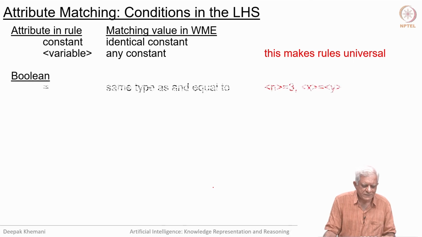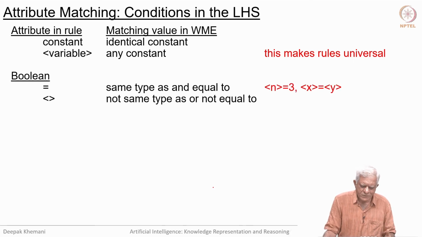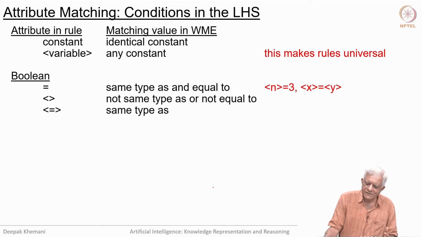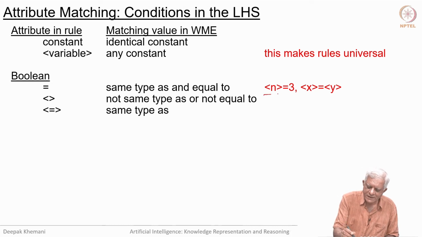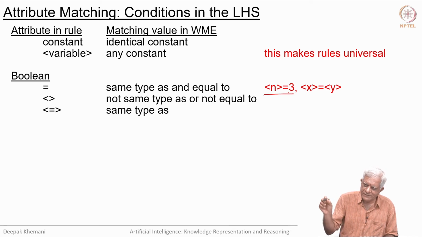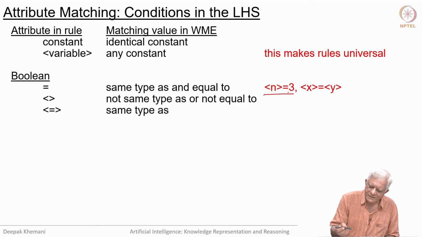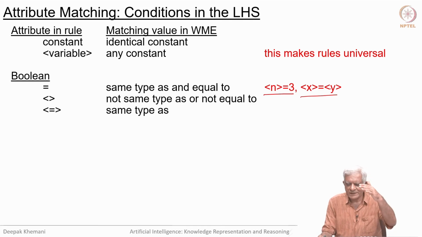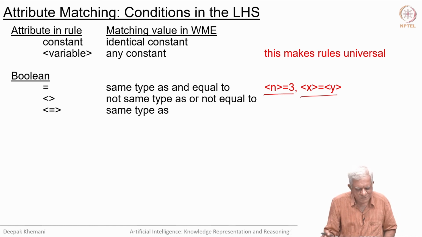But the other conditions are a little bit different. When we say equal to or not equal to or not same type as or same type as, then it will only match certain things. So, I can do things like n equal to 3, n is a variable, remember. I can write this pattern in my rule, and if the value in the working memory element is 3, then this will match. I can even say x equal to y. This x may be in my first pattern in the rule, y may be in my second pattern, and in the third pattern I may say that value of x should be same as this value of y in the second pattern. So, that is also allowed.